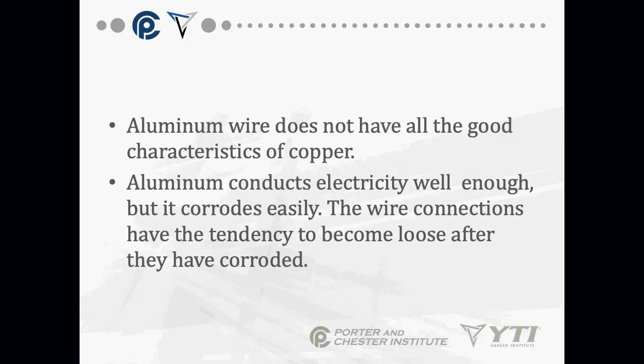Aluminum wiring does not have all the good characteristics of copper. Aluminum conducts electricity, but corrodes very easily. The wire connections have a tendency to become loose after they have been corroded. They just fall out of screws, they fall out of terminals, and they fall out of connectors, okay? They will just come loose.